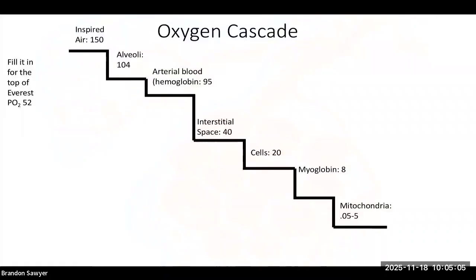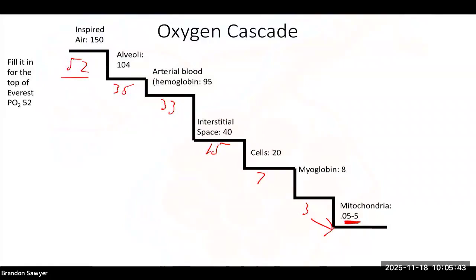So if we filled this in for Mount Everest, we could just guess at the numbers here. This dropped by about a third, so maybe we'll say 35. This one dropped by just a little bit, so we'll say 33. This one dropped by more than half, so we're down to like 15 now. This one dropped by half, so we're down to like 7. This one dropped again by half, so now we're down to like 3. And now we have a much smaller gradient to get down to our mitochondria.